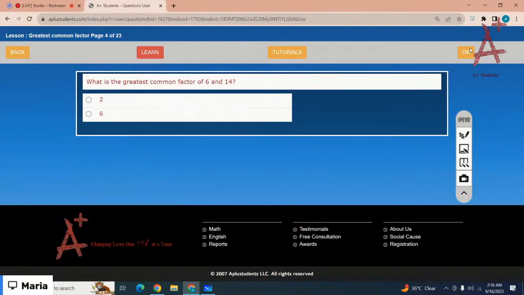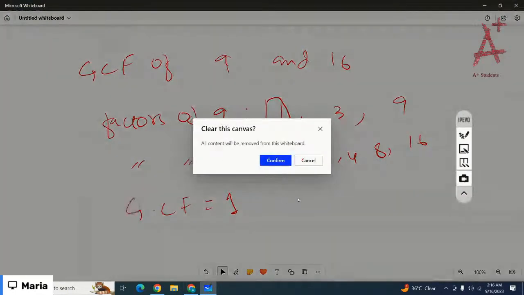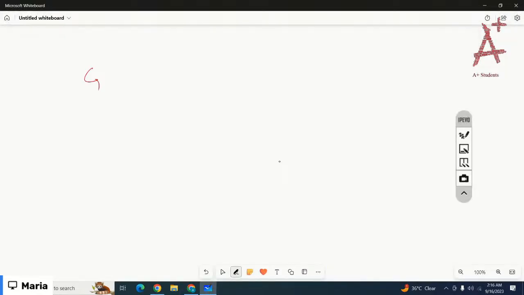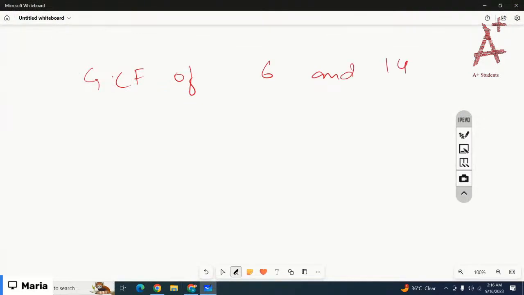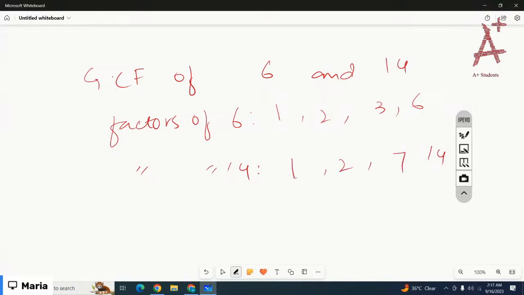What is the GCF of 6 and 14? Okay, you have to find the GCF of 6 and 14. Let's just write down the factors of 6. They are 1 times 6 is 6 and 2 times 3 is 6. These are all the factors of 6, right? Let's just write down the factors of 14. So they are 1 times 14 is 14 and 2 times 7 is 14.